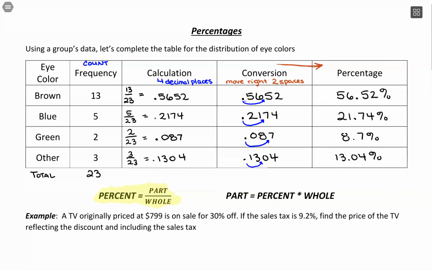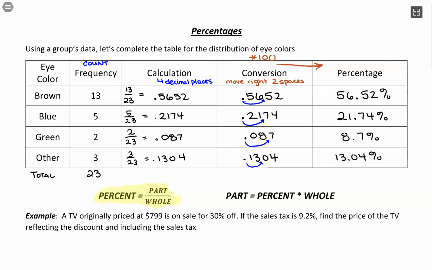What you could also do that would be equivalent is instead of thinking of moving to the right 2 spaces, if you took that decimal form of the number and multiply by 100 in your calculator, like 0.5652 times 100, then your calculator would show you 56.52, and then it's just your units now would be percentages. So that's how we'll calculate.